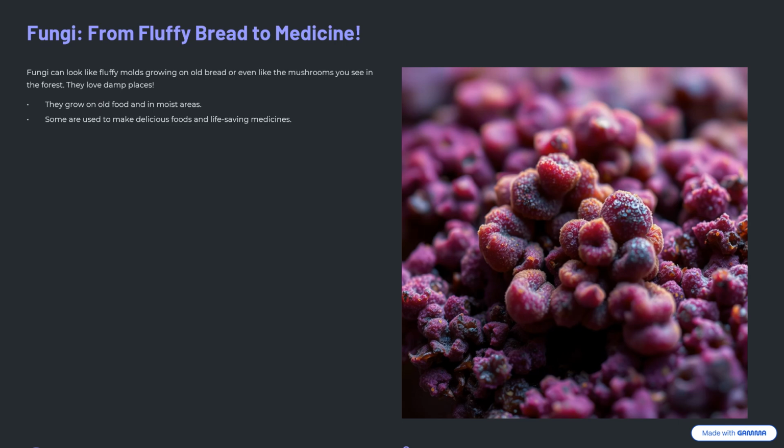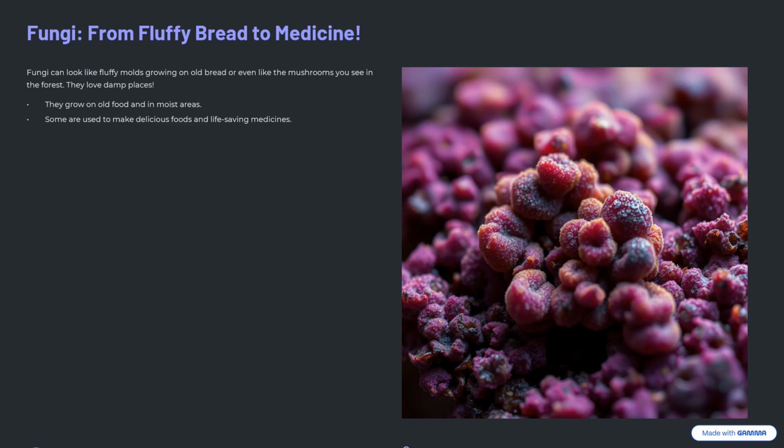These fungi and other microorganisms are also present in the free air. They grow within 2 or 3 days, and then we can see the fungi. Fungi can look like fluffy molds growing on old bread, or even like the mushrooms you can see in the forest. They love damp places. They grow on old food and in moist areas.